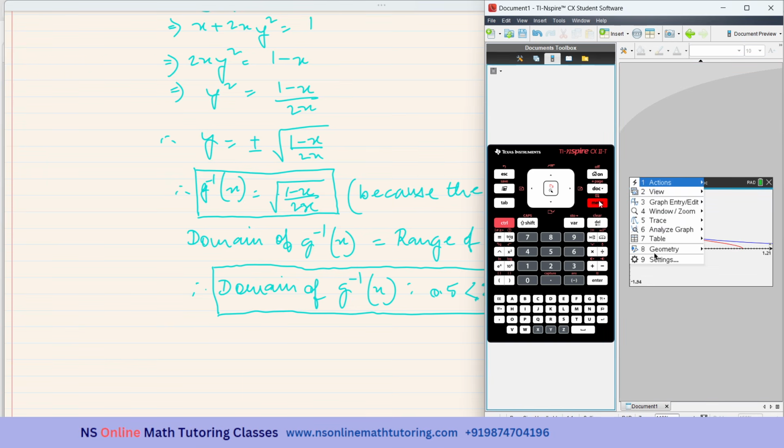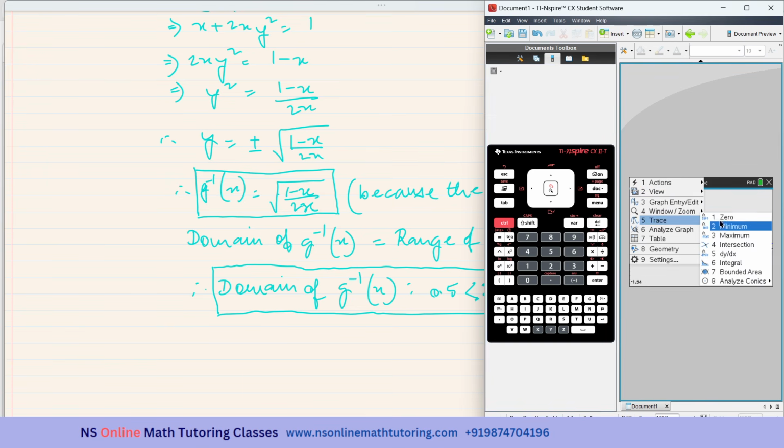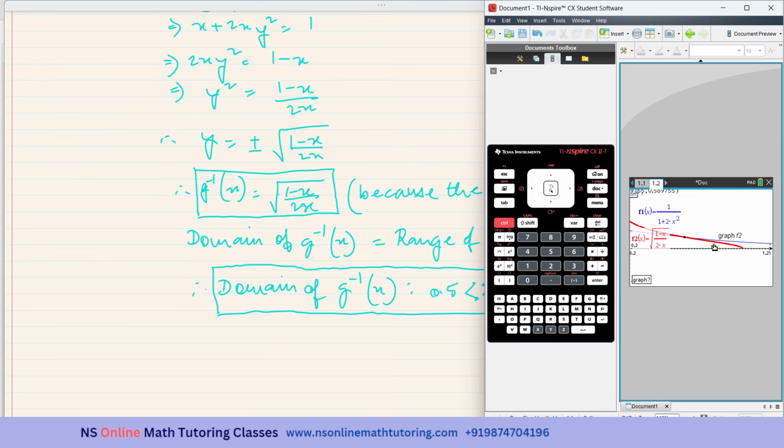So analyze graph and zero, and which graph? It is this graph, and this is 1 comma 0. Obviously g inverse of x will be equal to 0 when the square root of (1 minus x) over 2x is equal to 0, or (1 minus x) over 2x is equal to 0.